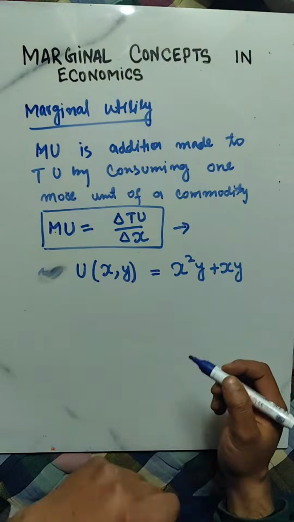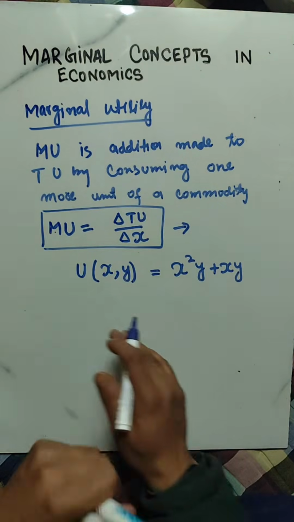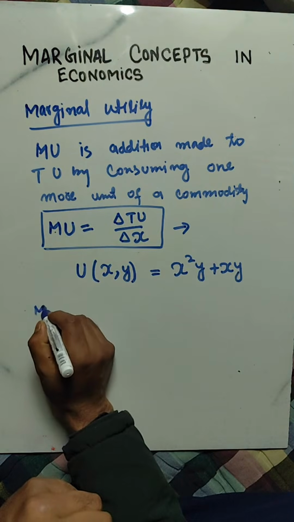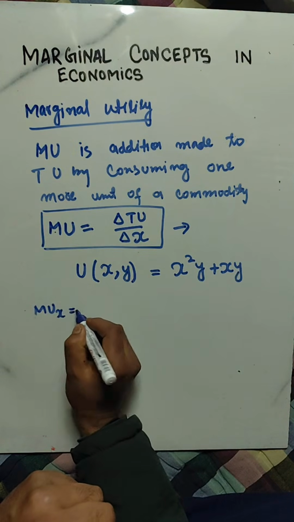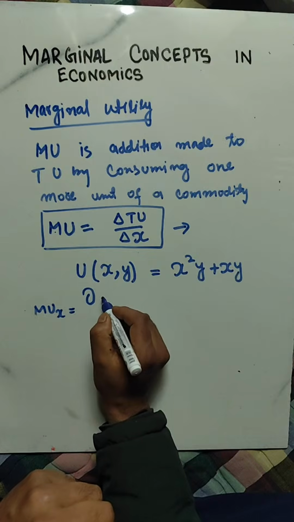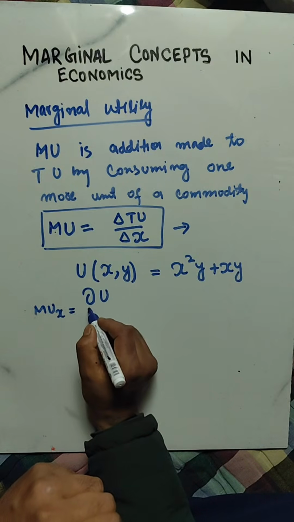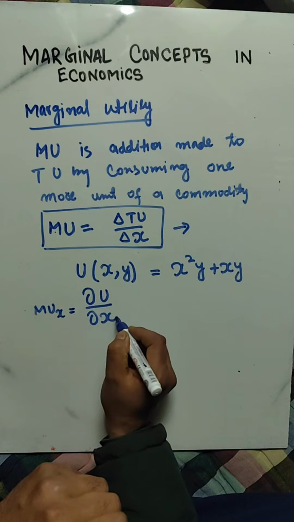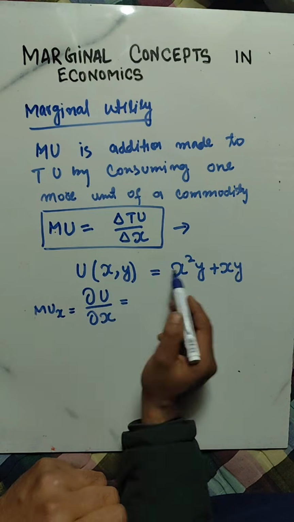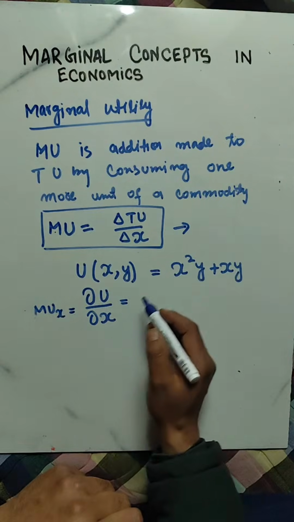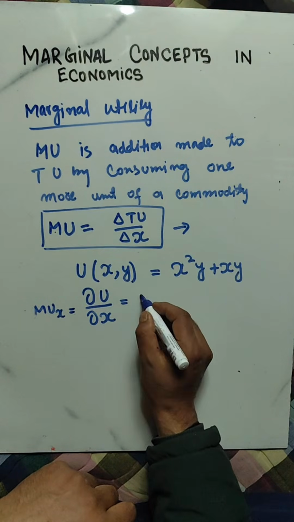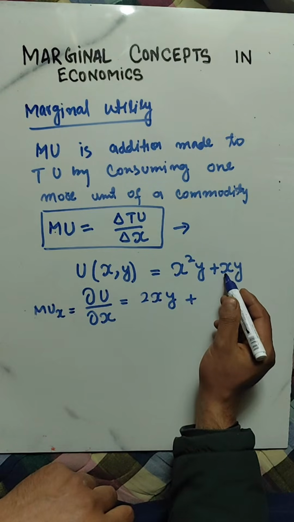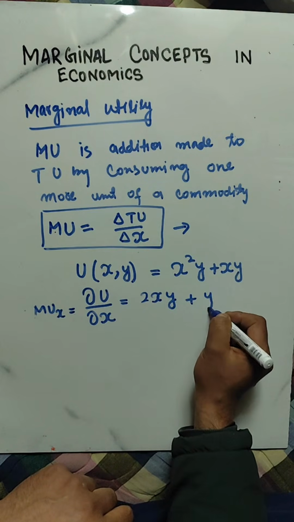Now here what will we do? We need to find out the marginal utility of good X and the marginal utility of good Y. So the marginal utility of good X will be the change in the total utility due to the change in the consumption of good X, that is the partial derivative of this utility function with respect to X. Now the derivative of x square is 2x, so we get 2x times y, plus the derivative of x in the second term is 1, so we are left with y only.